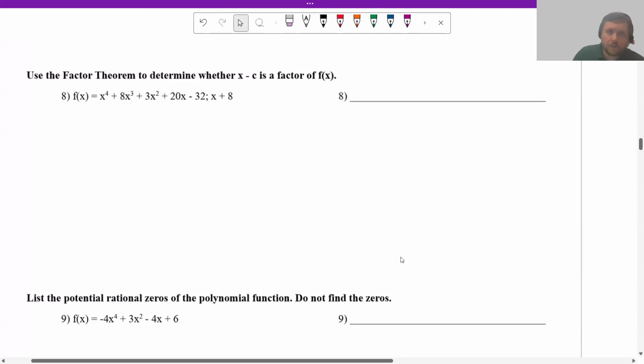Use the factor theorem to determine whether x minus c is a factor of f of x. So here I have f of x is this guy, and then we're dividing it by x plus 8, and we're going to use the remainder theorem. So we plug c equals -8 into the function. So f of -8, the output tells us the remainder, and the remainder theorem says that if the remainder is 0, then x plus 8 is a factor.